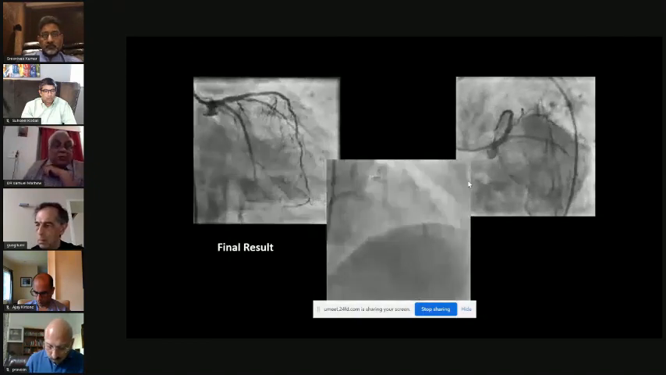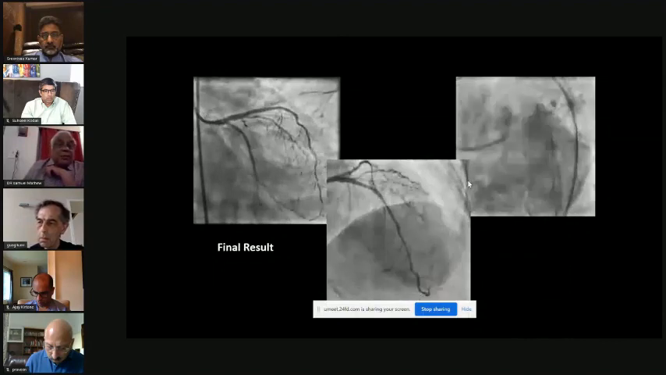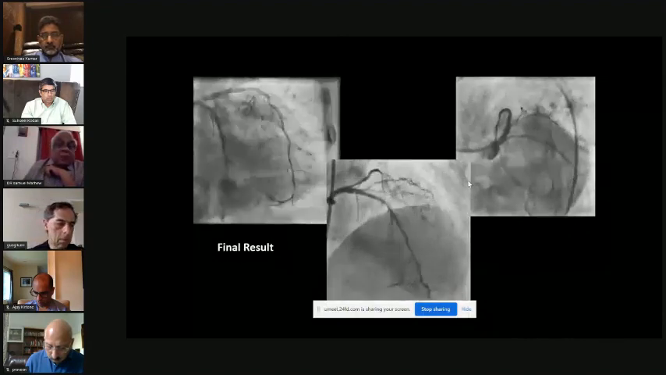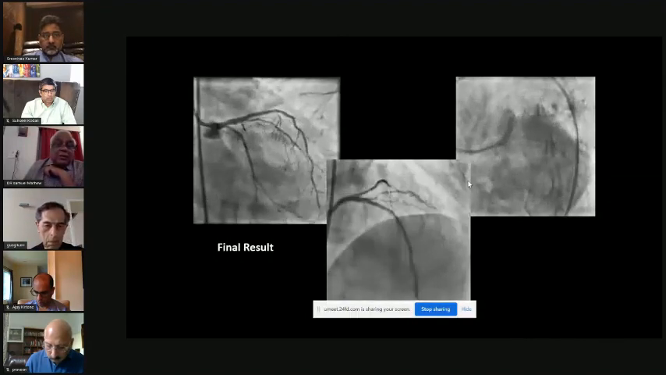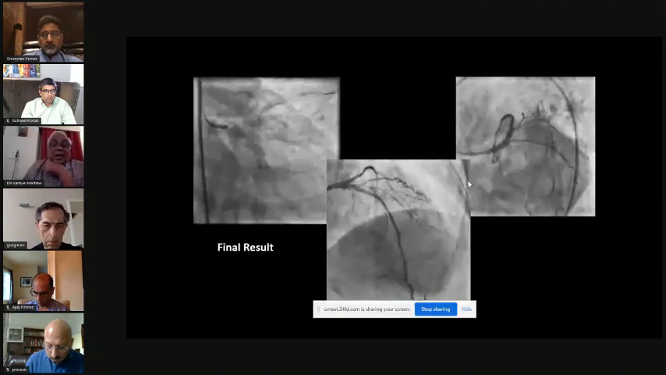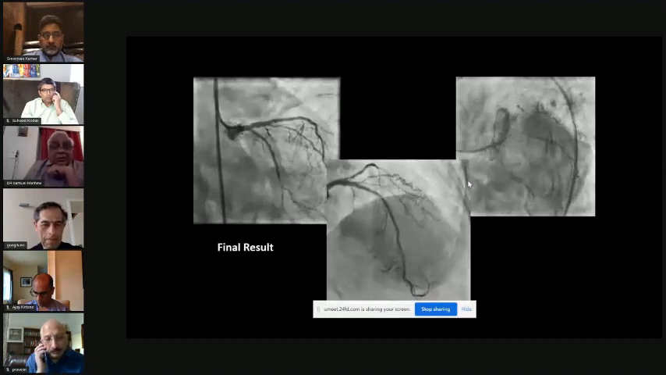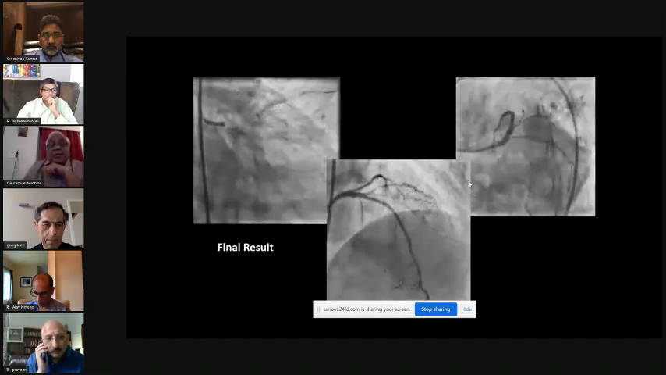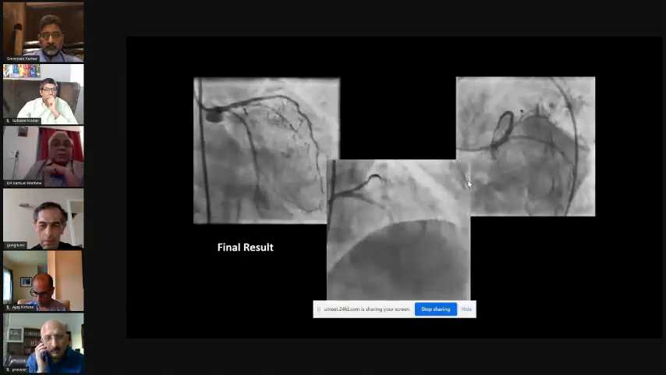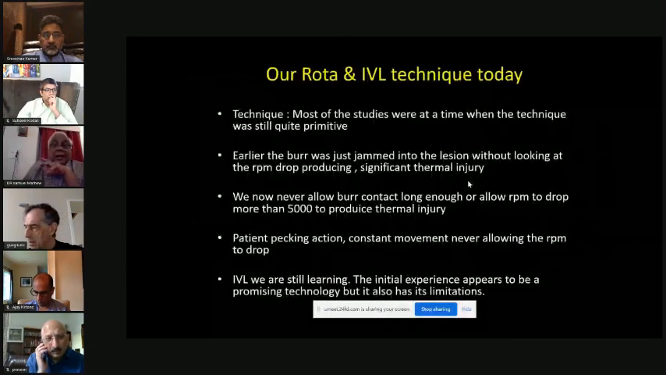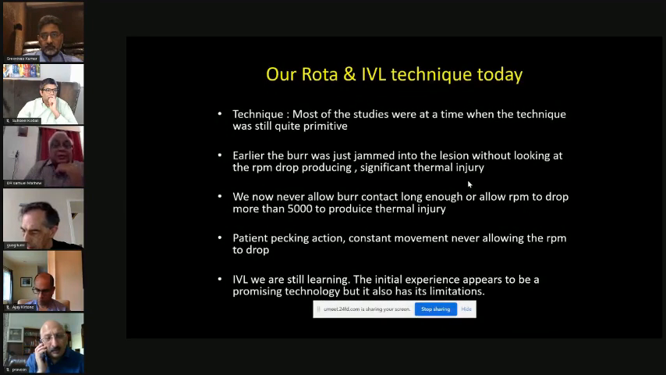But when we have no other options, when we have comorbidities, when the surgical team is not willing to take charge of those patients, that subset, we have full justification in treating them and giving them some relief from their symptoms. And in my opinion, the technique has evolved as far as Rota is concerned.